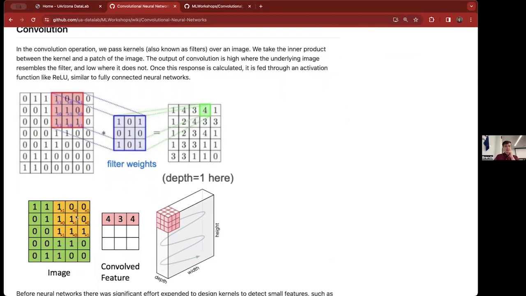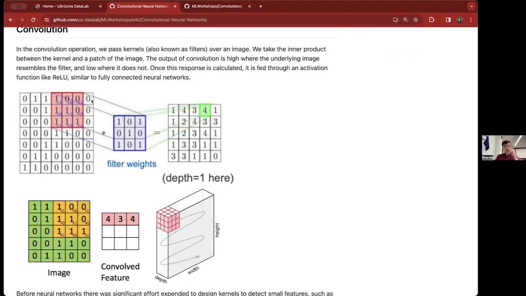So you can see, for example, this would be our filter being passed over this underlying image. And the idea is that anywhere the underlying image looks very similar to the filter, you take the inner product between your filter and the image, and it's going to give you a high response in places where your image looks a lot like that filter. And it's going to give you a low response elsewhere.